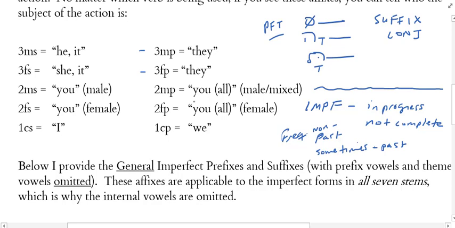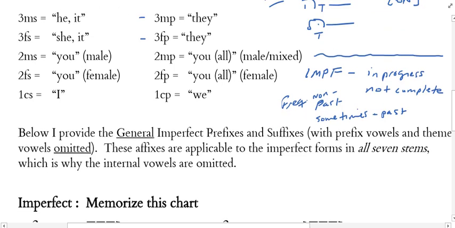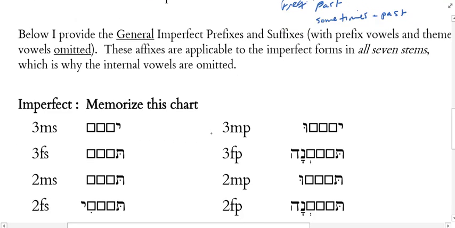Okay? The yous we saw, second masculine plural, second feminine plural in our perfect. We also distinguish them in the imperfect. You all will do something, whether you're male or mixed, or if it's female, you use the 2FP. All right? And then 1CP is first common plural. We will do something. There will be a prefix for that. So let's take a look at the chart here.